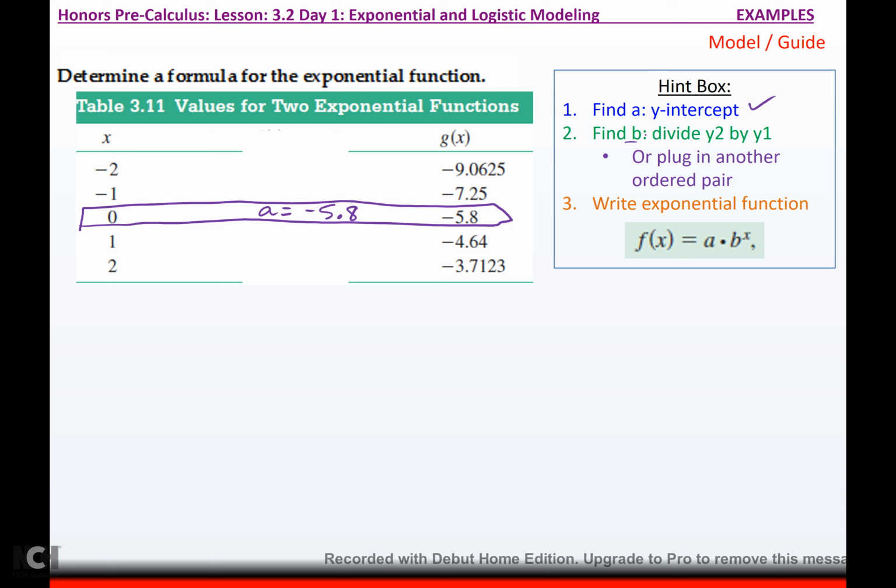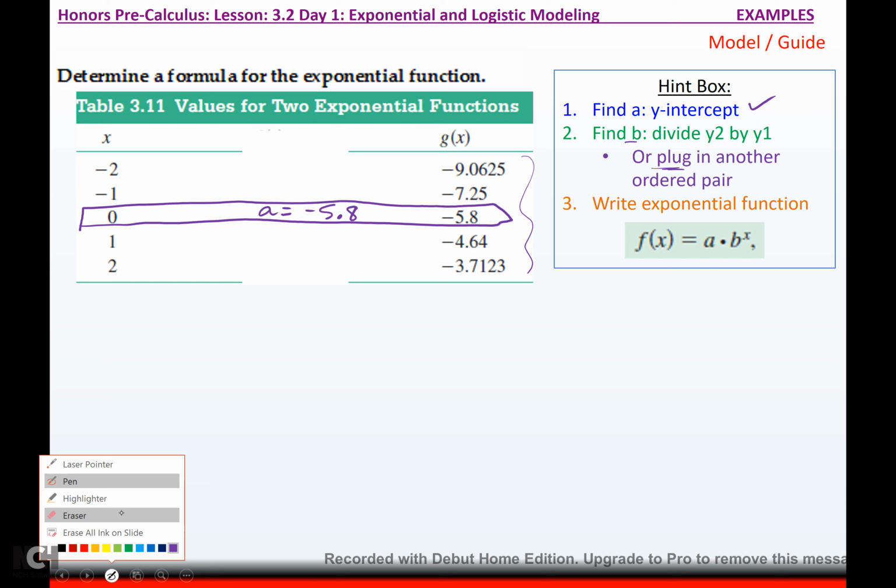Okay? So I found a. Now I have to find b. You have two choices. This one's new. You're used to this one. You can plug in another ordered pair, any of the other ordered pairs on the list, and solve it for b. Or you can actually just divide y2 by y1. But I think I'm going to stick to what we know.